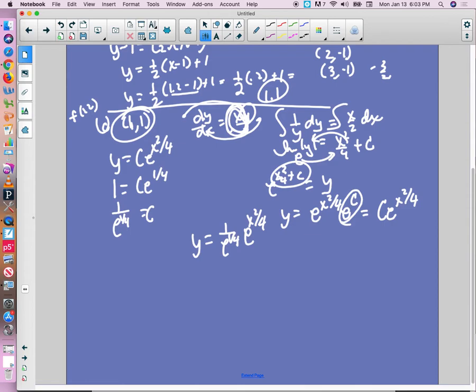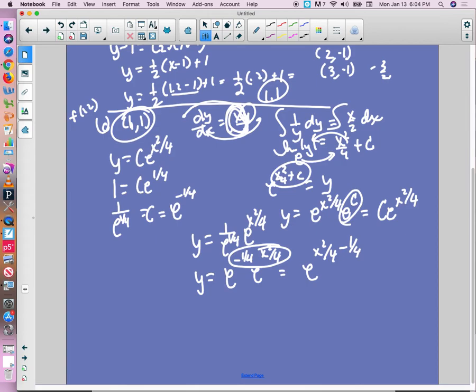We may want to write this as e to the negative 1/4. So now I have y equals e to the negative 1/4 times e to the x squared over 4, which I can combine by adding my exponents and get x squared over 4 minus 1/4. When they're multiplied, I can add my exponents, and that's what they have on the sheet.